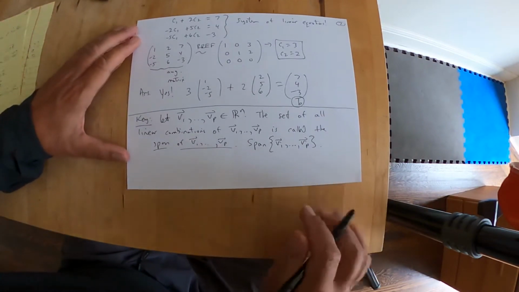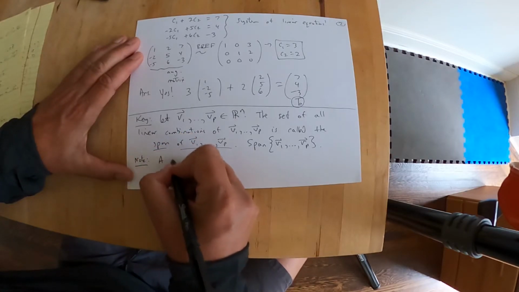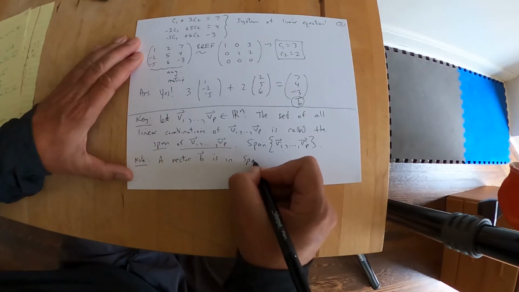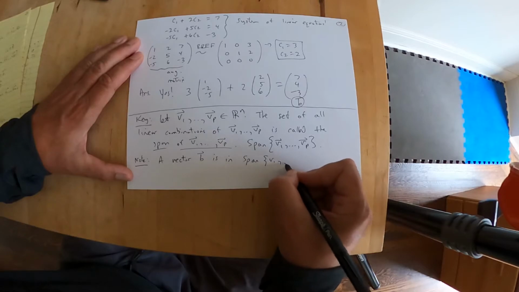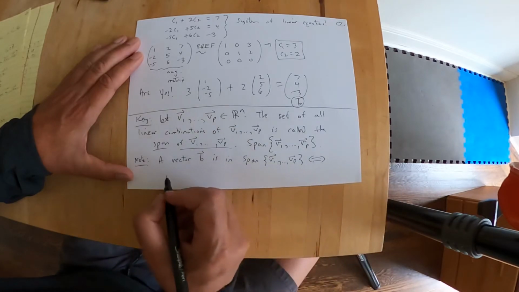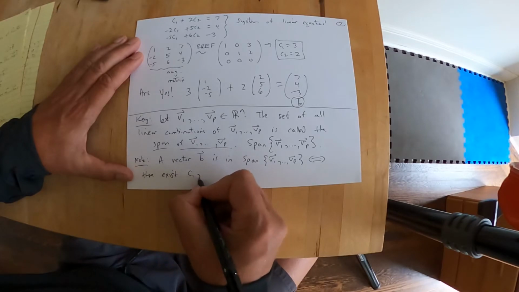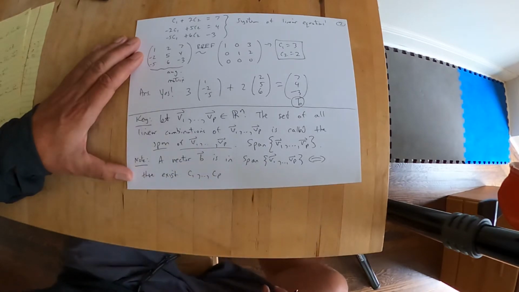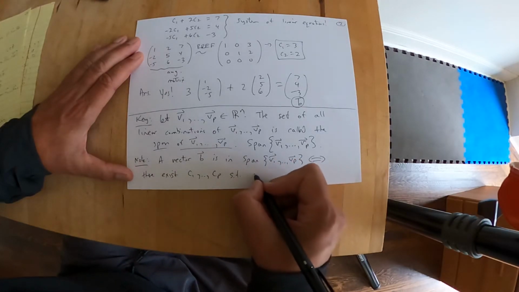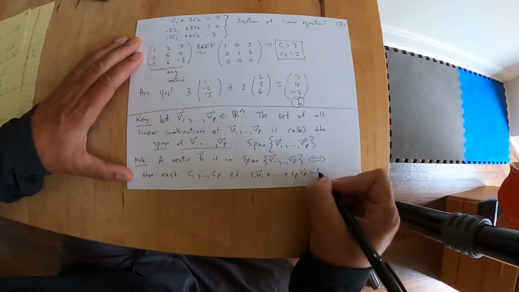Okay, and so note a vector B is in the span of V1 down to VP if and only if there exist weights C1 down to CP such that C1 V1 plus CP VP equals B.